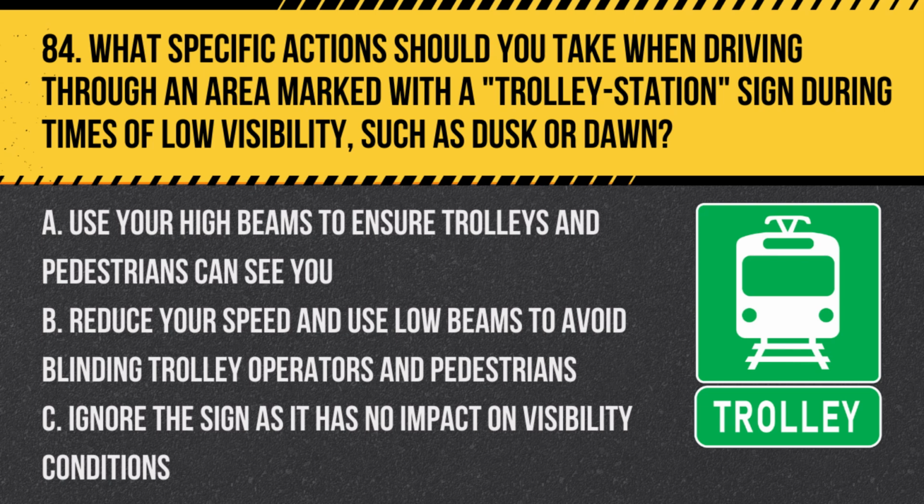A. Use your high beams to ensure trolleys and pedestrians can see you. B. Reduce your speed and use low beams to avoid blinding trolley operators and pedestrians. C. Ignore the sign as it has no impact on visibility conditions.